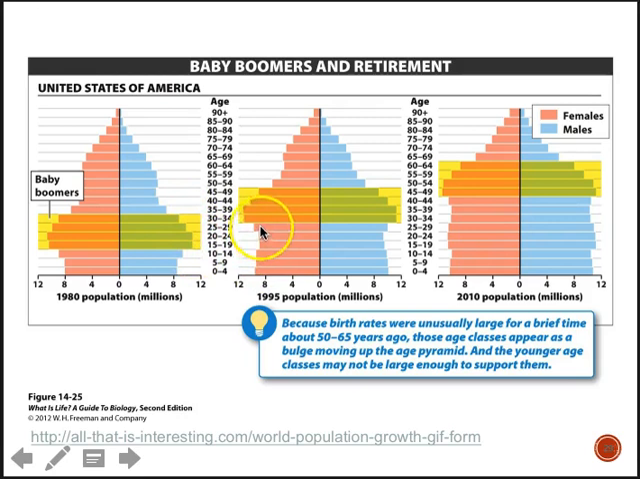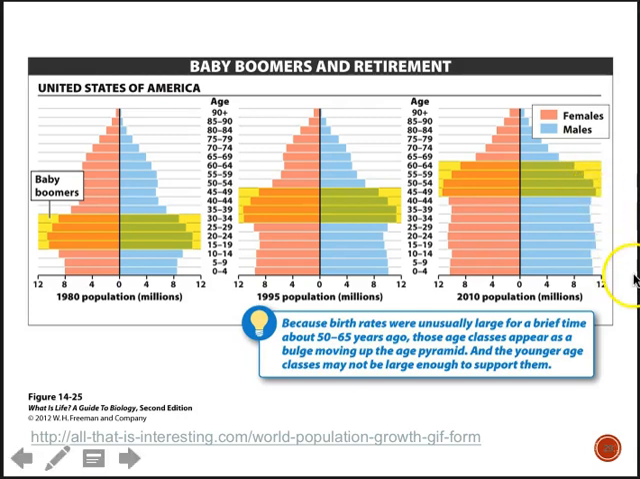And then what we see here is as our population is aging, you'll notice that we have more of a rectangular age pyramid, which means that population size is staying fairly steady for the United States. But our baby boomers are aging.